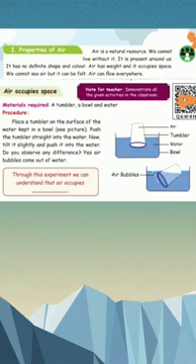Procedure: place a tumbler on the surface of the water kept in a bowl. Push the tumbler straight into the water. Now tilt it slightly and push it into the water. Do you observe any difference? Yes, air bubbles come out of the water. So, from this experiment, we can understand that air occupies space.